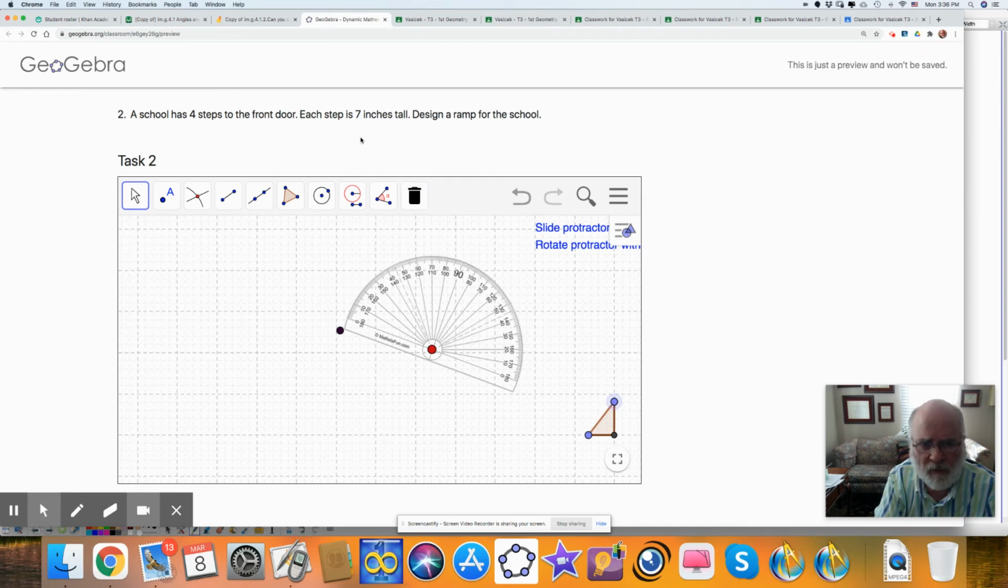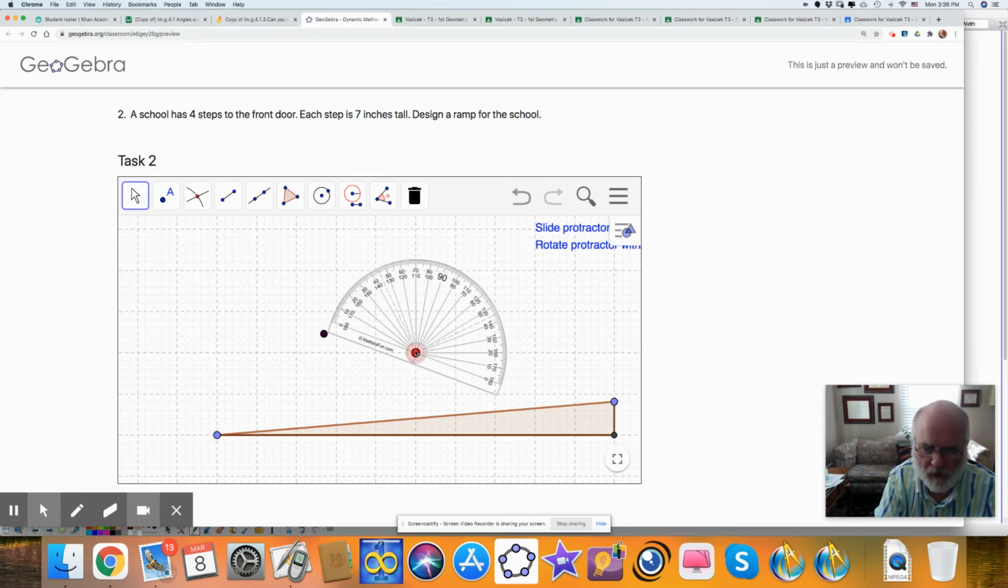Each step is 7 inches tall, so you could tell me how long it's going to be is another thing you could do. But I'm going to try to see what makes this a safe ramp. Maybe it's like this. I see here I got 10, 20, 30, 40, 50, and 50, and this is 4 tall. And you can change this.